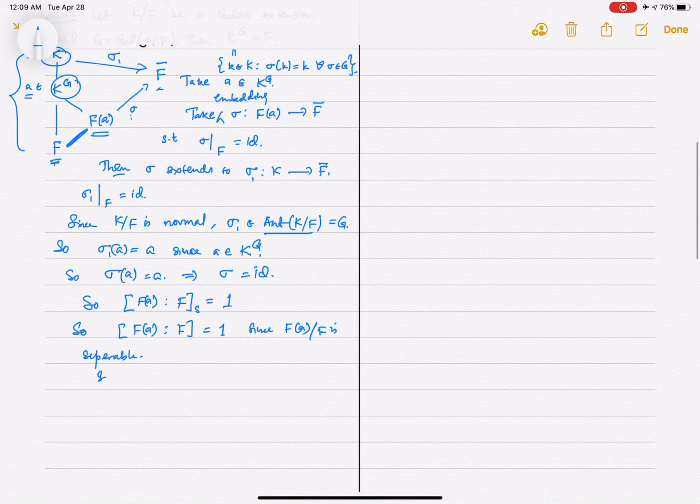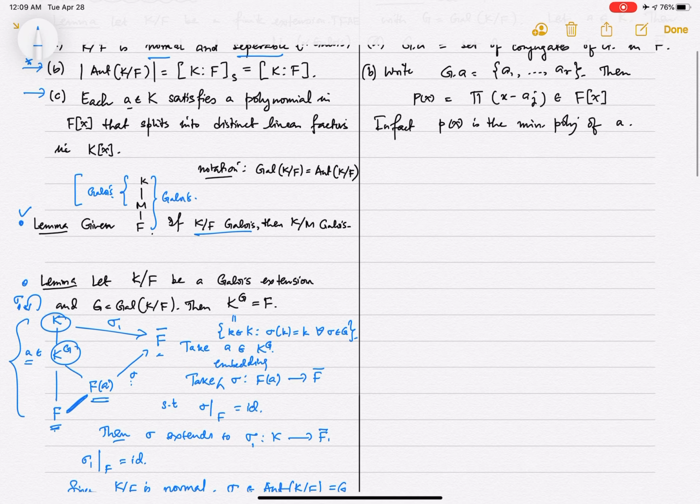So F equals F^A, so A is in F, so K^G is F. Okay. This is rather beautiful and clever, I suppose. Okay.